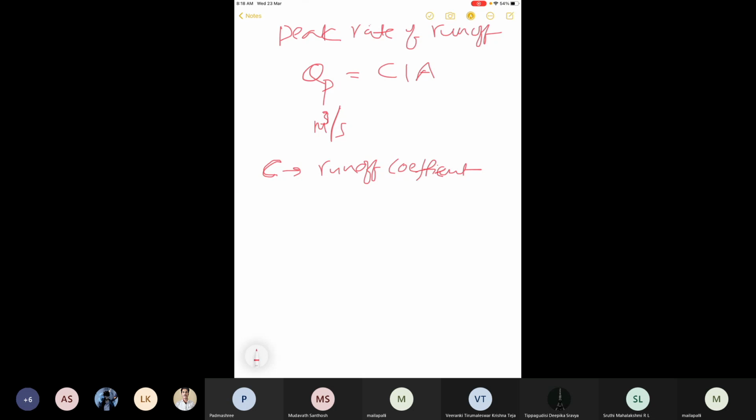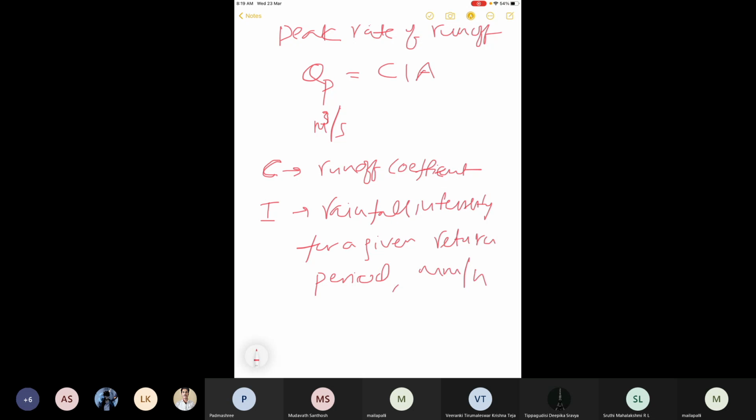It varies from 0 to 1, and I is the rainfall intensity for a given return period. This is mm per hour. So be careful, it's not simple rainfall intensity. It is the rainfall intensity for a given return period. You all know what is return period, right?